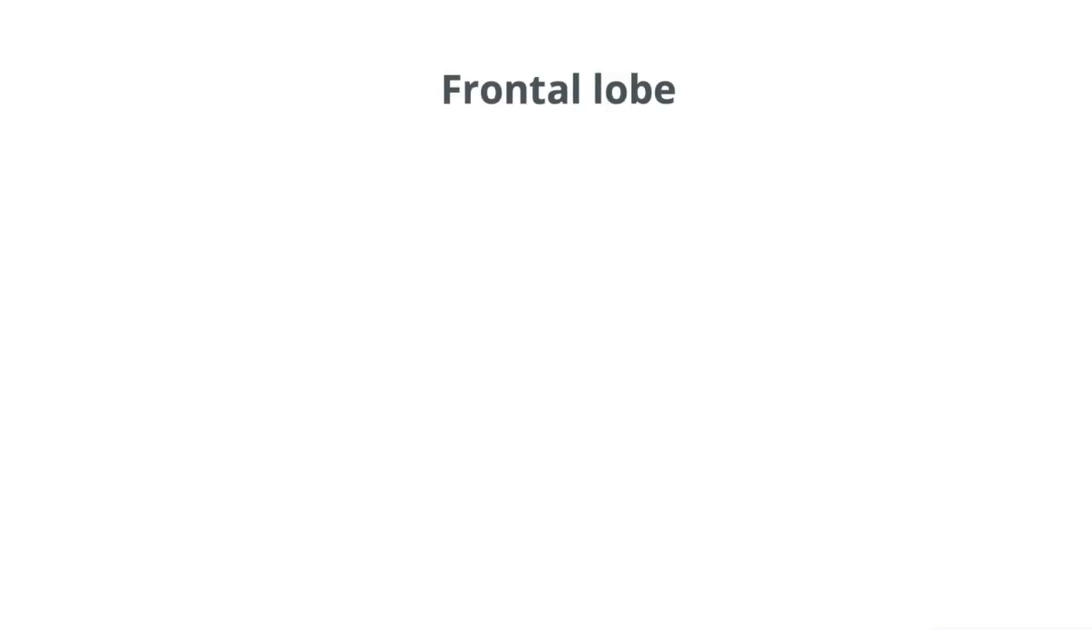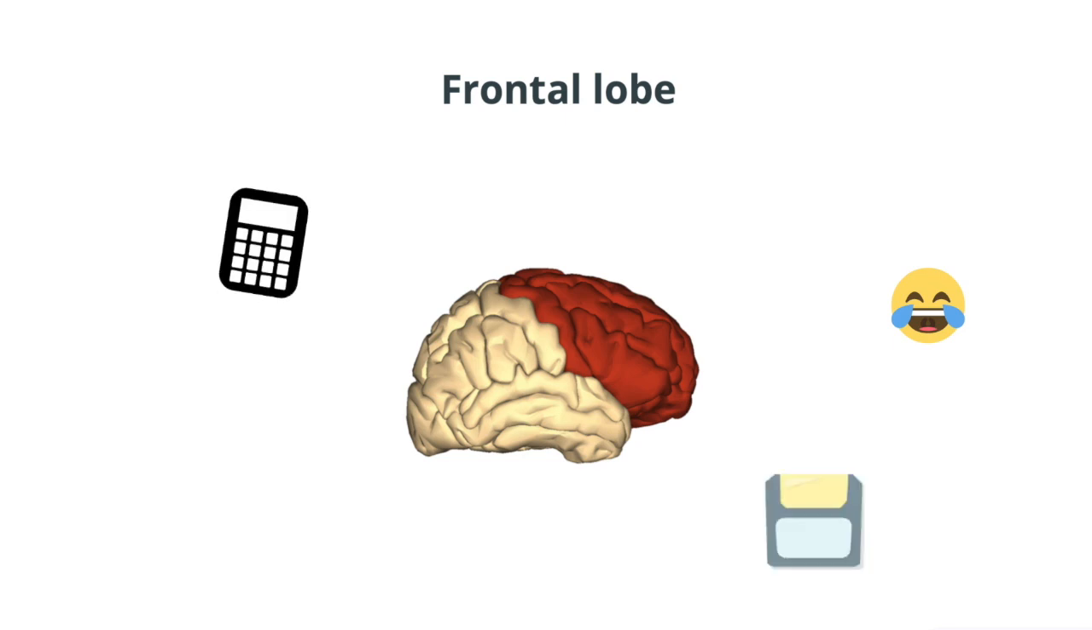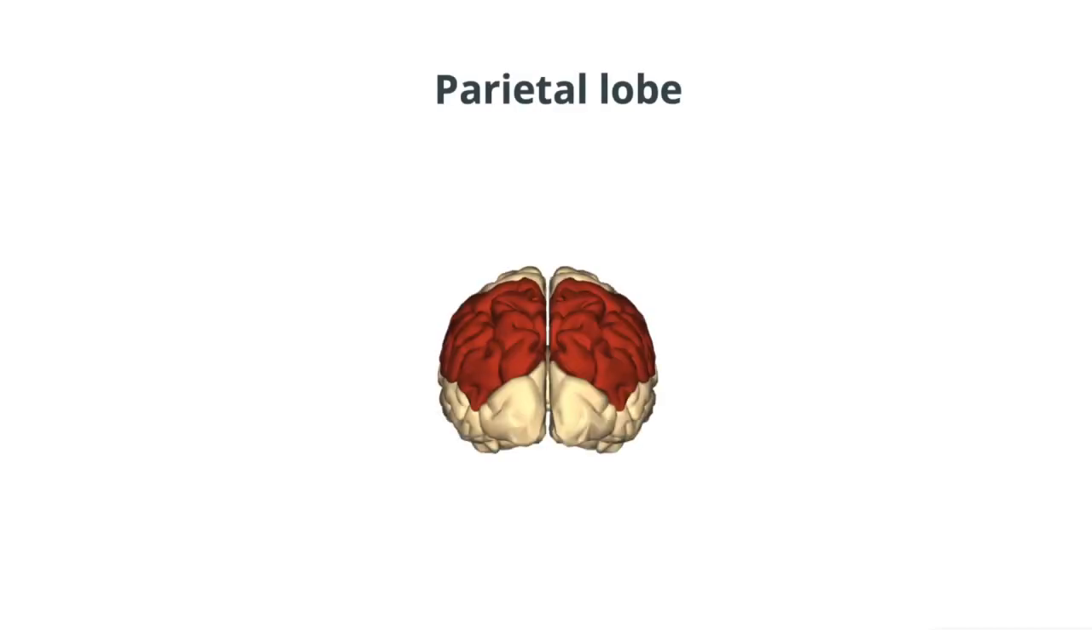The frontal lobe is the front part of the cerebrum. This lobe controls many cognitive skills such as emotional expressions, problem solving, memory, judgment, and sexual behaviors. The parietal lobe is located at the top of the cerebrum and is in charge of processing sensory information.